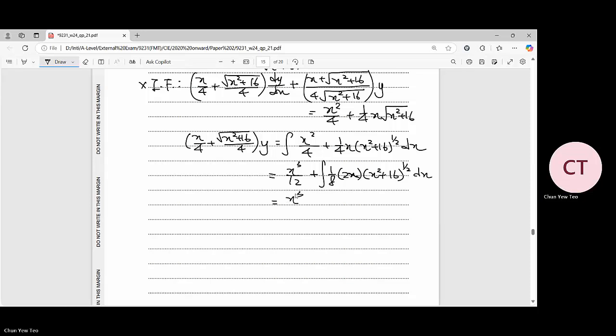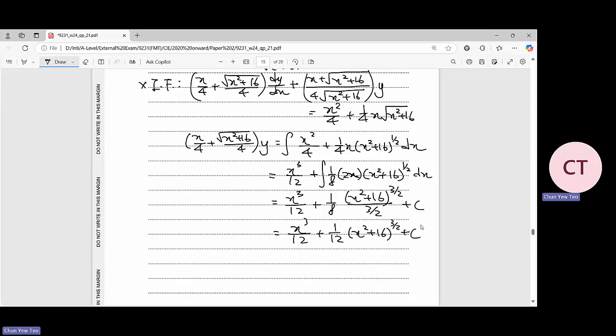If I'm using this formula to integrate, then my result will be x cubed over 12 plus 1 over 8 times x squared plus 16 to the power of 3 over 2, divided by 3 over 2, plus c. Simplify everything, you get x cubed over 12 plus 1 over 12 of x squared plus 16 to the power of 3 over 2, plus c.